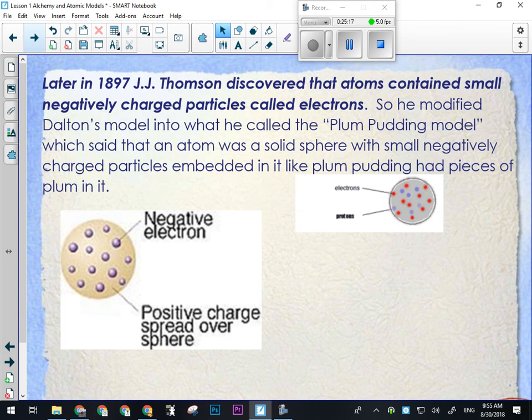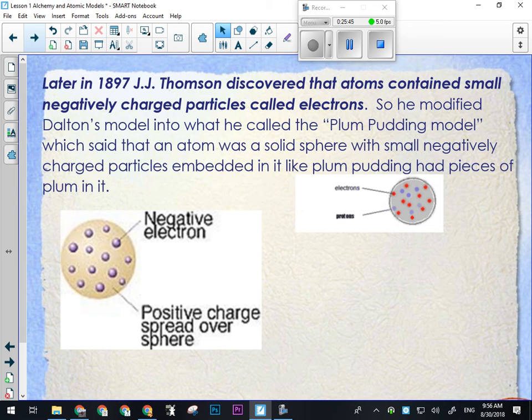But he was trying to explain how that fit with Dalton's solid sphere model, and it just didn't. There was no way that Dalton's model of the atom being a solid sphere could explain where these charged particles were coming from. So he modified Dalton's model, and he came up with atoms being like plum pudding, whatever that is. Apparently, it's like a solid mass with plums embedded in it. It doesn't sound very appetizing, but anyway, he said that's what an atom looks like.